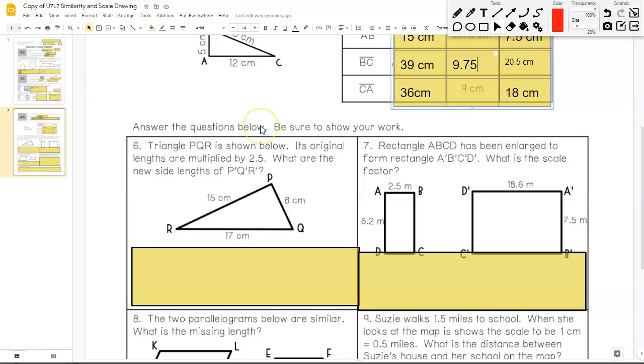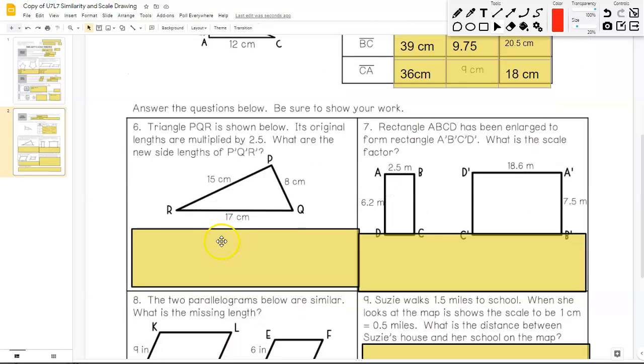Answer the questions below. Be sure to show all of your work. Triangle PQR is shown below. Its original lengths are multiplied by 2.5. What are the lengths of P prime, Q prime, R prime? So we're increasing everything. Alright, so it's multiplied by 2.5. So we got 15 times 2.5. And that is going to be one side. Then we've got 8 times 2.5. And then we've got 17 times 2.5. Alright?